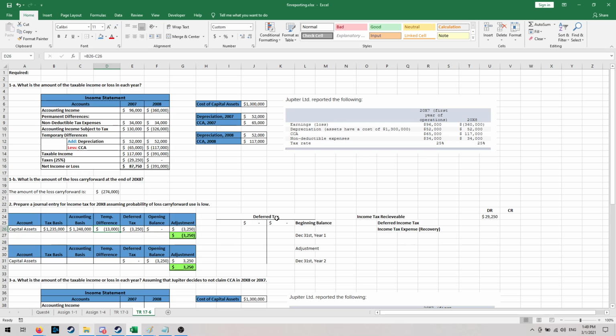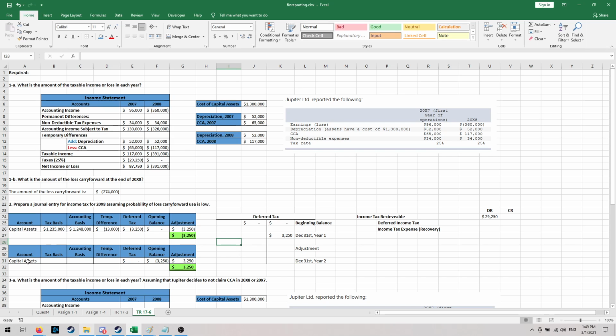So another way of looking at this is through the T account. So at the beginning of 2007, we didn't have any assets, and we had a zero balance in our deferred tax account. Then we created this temporary difference when we took a different amount of CCA than depreciation. So now we're on the hook for this $3,000 in taxes, and we need to acknowledge that in our books. So at the end of year one, we're on the hook for $3,250 in taxes.